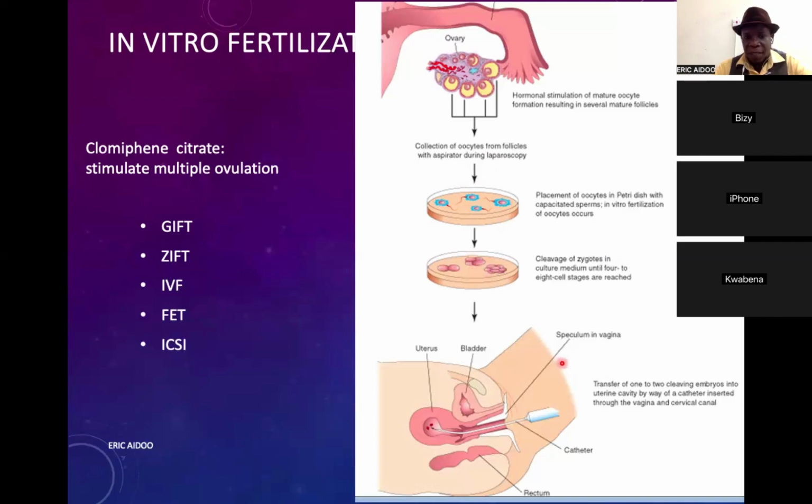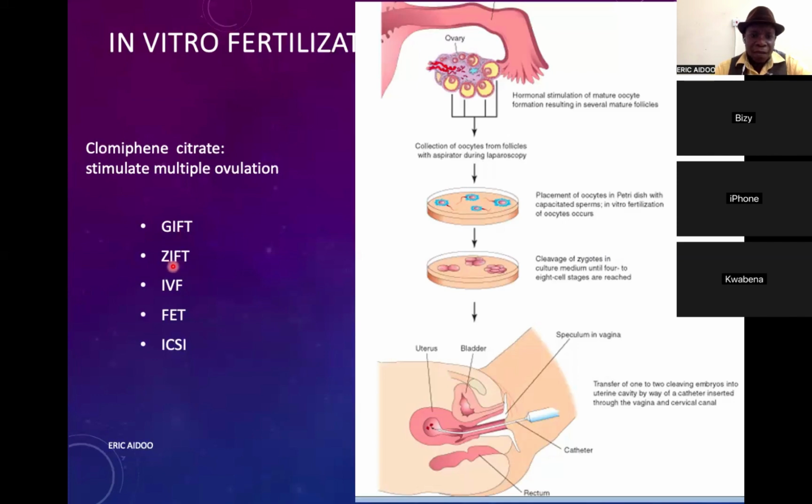Then when cleavage is successful, you can decide to transfer some of these embryos or zygotes into the appropriate place. So if it's a zygote, then you put it in the fallopian tube. If it's an embryo, you put it in the uterus. So you have these types of assisted reproductive technologies. So this is the gamete intrafallopian transfer. That one, you put the gamete in the fallopian tube. So the male gamete will be there and then to fertilize.